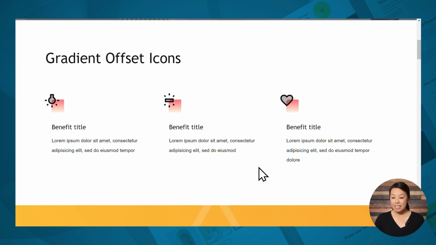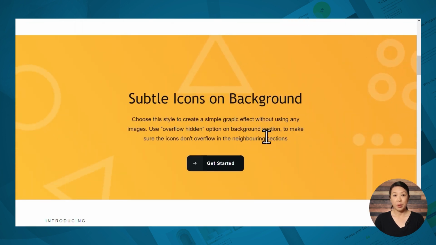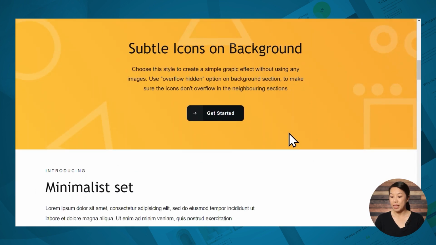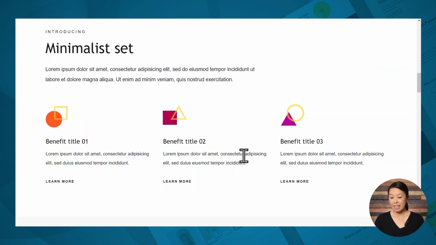Then in the next section, we have some icons with an offset gradient shape. In the section following that, we have some subtle icons in the background, and you'll notice that as the page scrolls, the icons move. Then in the next section, we have some icon shapes with some other icon shapes offset on top of them.